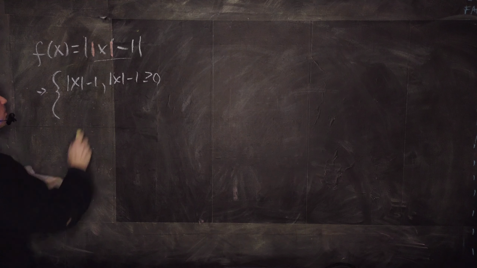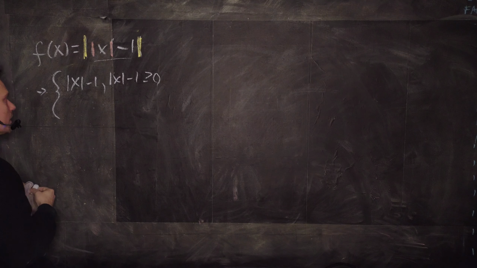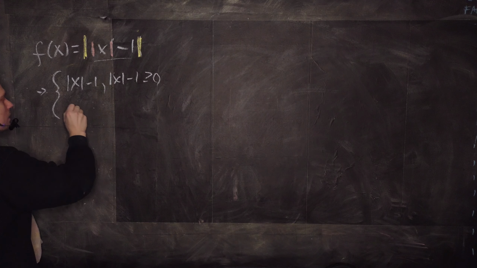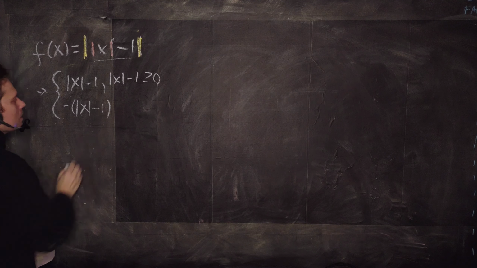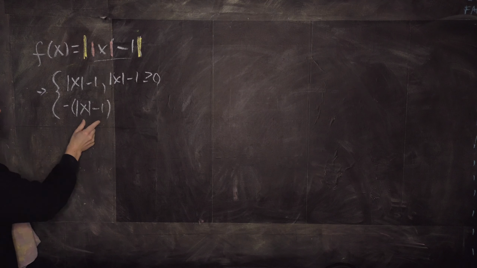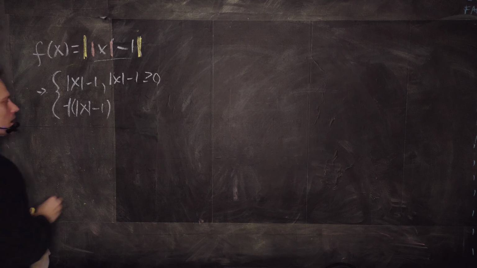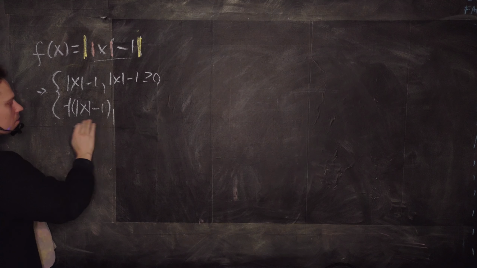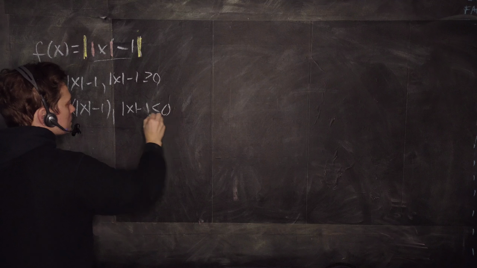So let me be clear. Which bars did I just drop? I dropped the yellow bars from the outside. That gives us the negative of the absolute value of x minus 1. So I'm dropping the yellow bars and just writing this expression within parentheses, but negating it with a negative. And this will be applicable when the quantity, the absolute value of x minus 1, is less than 0.